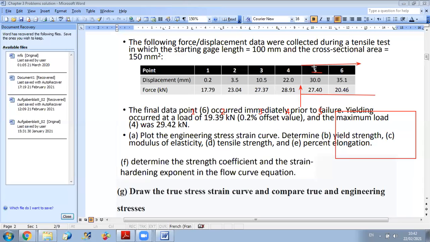Okay. Now if you take 0.5 you will get an error, but the error will not be very large because it's close. But to be more accurate you should of course take points in the strain hardening zone. So you have 3 points in the strain hardening zone. You can select any 2 of these 3 points.